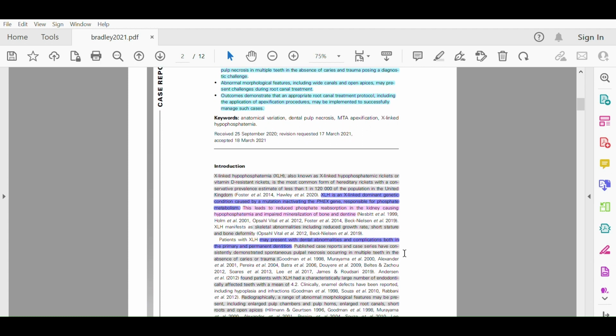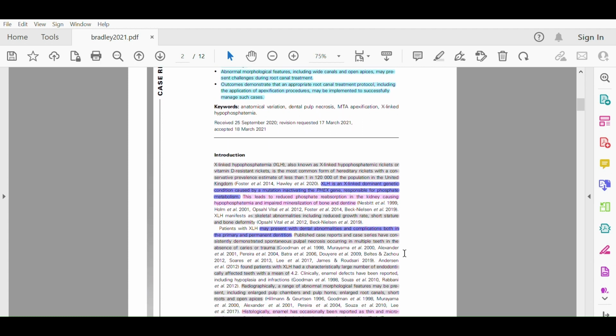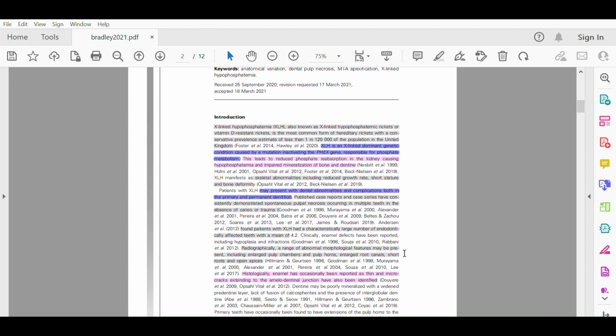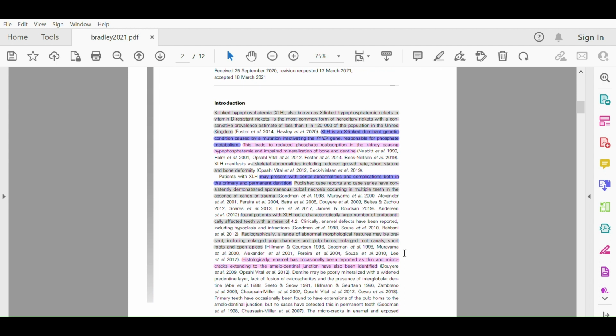In these conditions, the patient might present with dental abnormality and complication in both primary and permanent dentition. Radiographically, they found a range of abnormal morphological features, including large pulp chambers and pulp horns, large root canals, short roots and open abscesses.